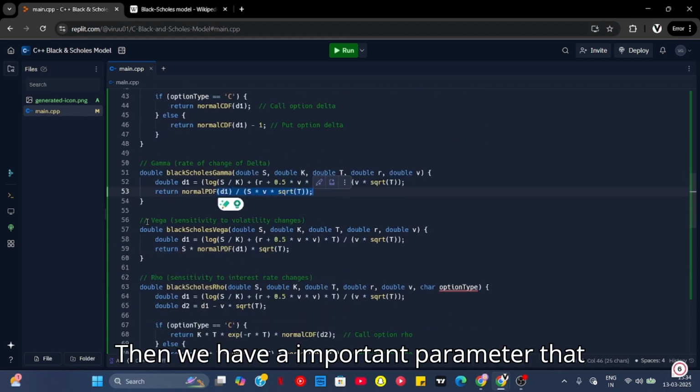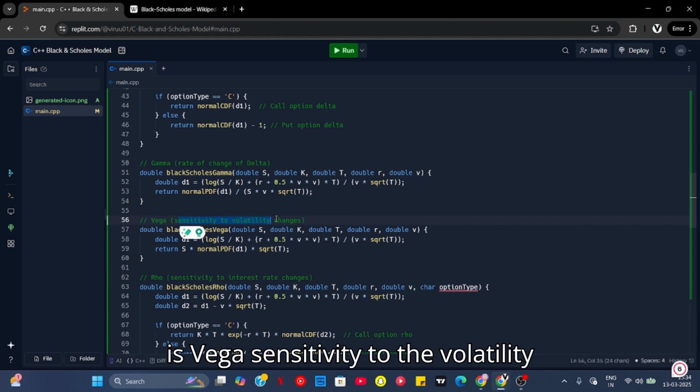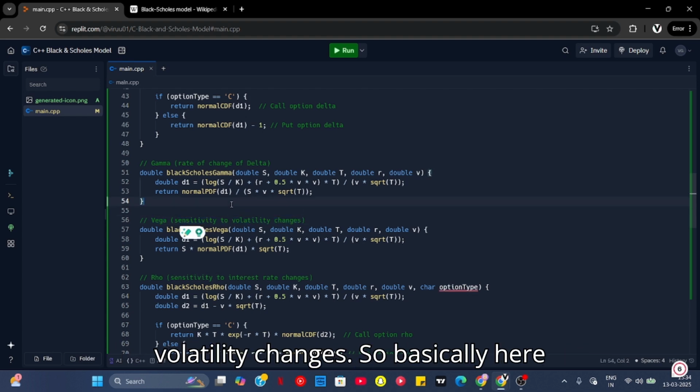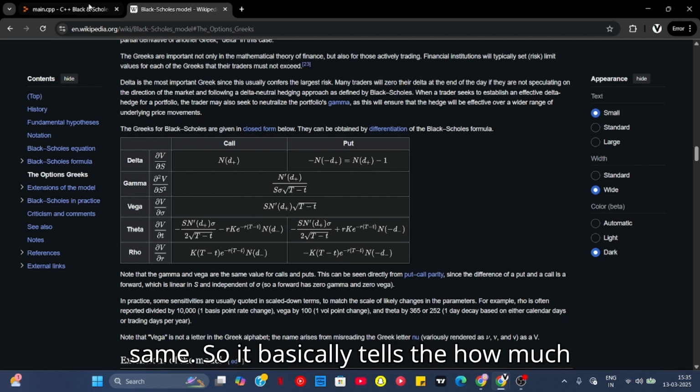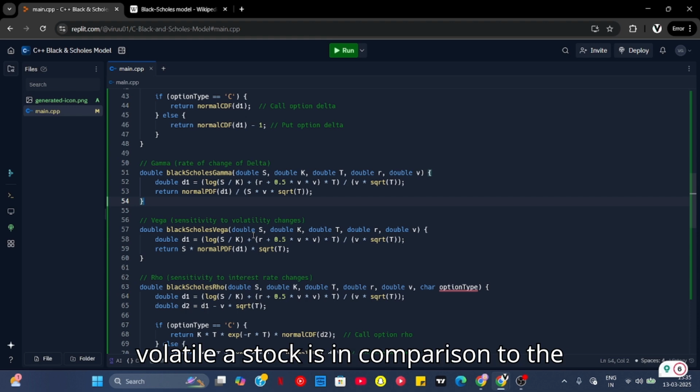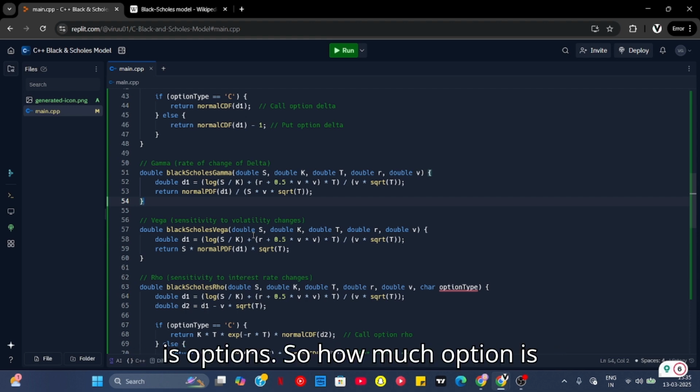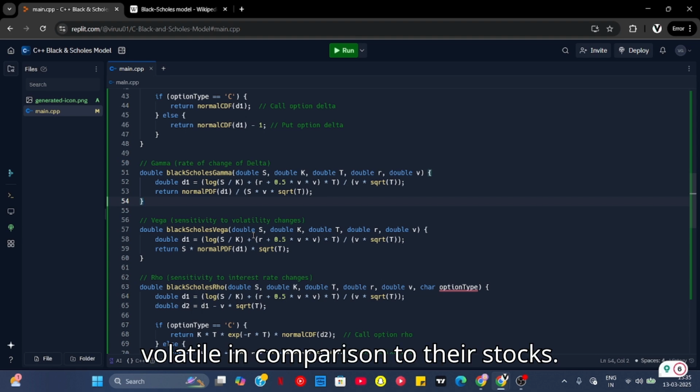Then we have an important parameter, that is Vega, sensitivity to volatility changes. Here also the formula remains the same, as you can see. So it basically tells how volatile our option is in comparison to its stock.